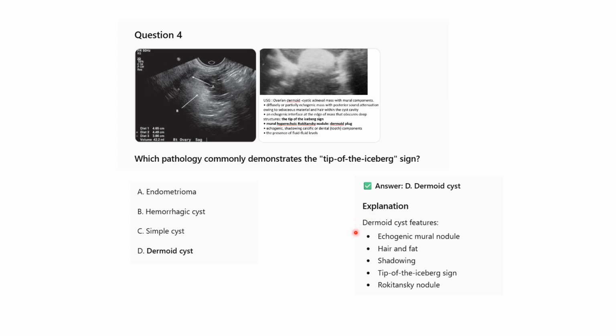Explanation: dermoid cyst features an echogenic mural nodule, which is called the Rokitansky nodule, hair and fat, shadowing, tip of the iceberg sign, and the Rokitansky nodule. So those are the characteristic features of a typical dermoid cyst.